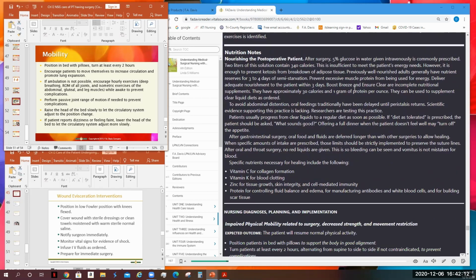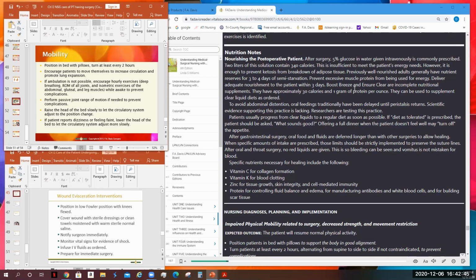Nutrition notes. Nourishing the post-operative patient. After surgery, 5% glucose in water given intravenously is commonly prescribed. 2 liters of this solution contain 340 calories. This is insufficient to meet the patient's energy needs. However, it is enough to prevent ketosis from breakdown of adipose tissue.